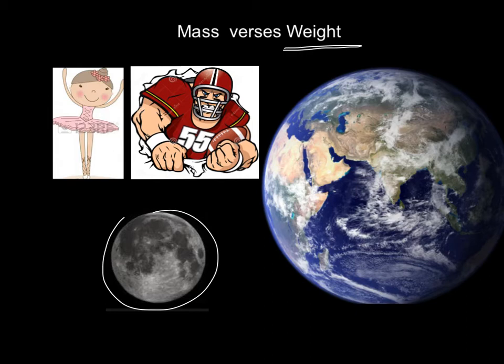However, the mass of the football player and the ballerina never changes no matter where they are. The mass of the football player and the ballerina has to do with the number of particles that make them up. And that's one way to define mass. So one definition of mass is the amount of matter in a substance. But in physics, we prefer this definition. And what we say is that mass is the same thing as inertia, and that the definition of mass and inertia is as follows.